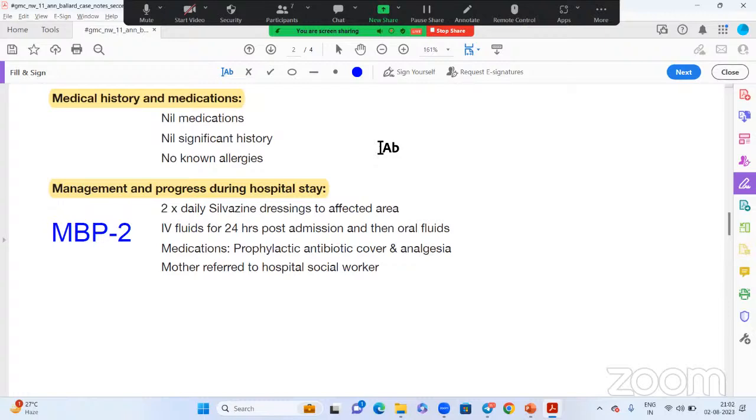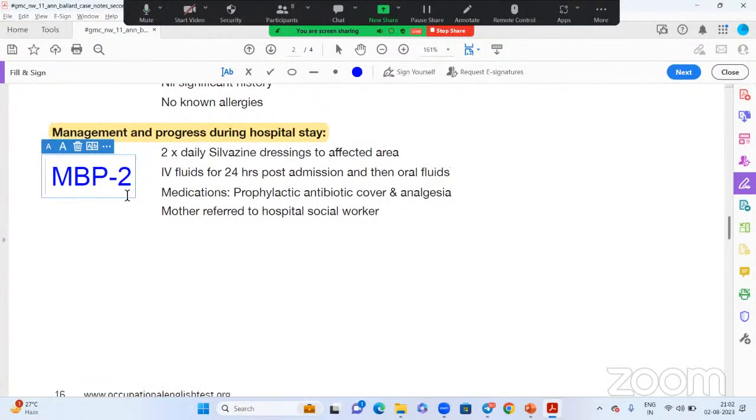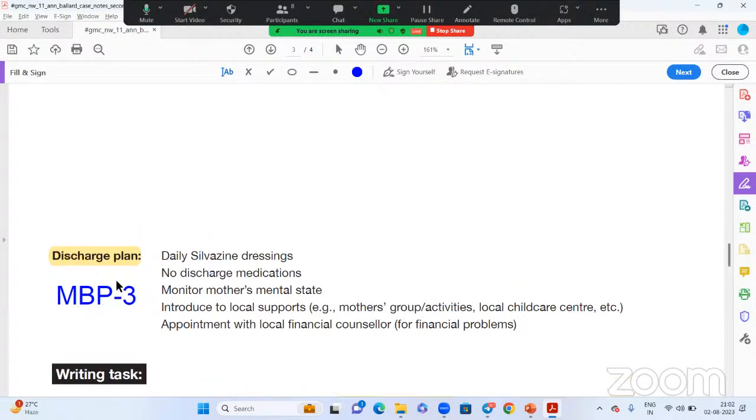Normally, this is the way we are going to write: introduction, main body paragraph 1, main body paragraph 2. But this is a very different letter. So you can say upon admission, how the condition was. During hospitalization, how the condition is. And this is post discharge. So 3 things. But this is a special letter.